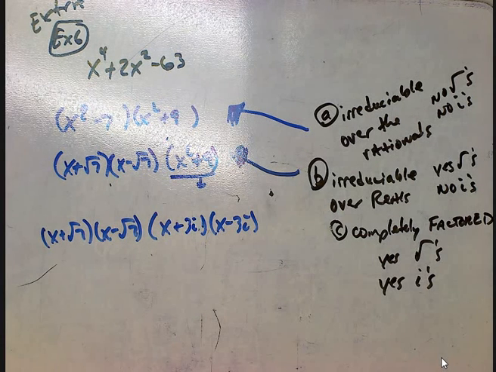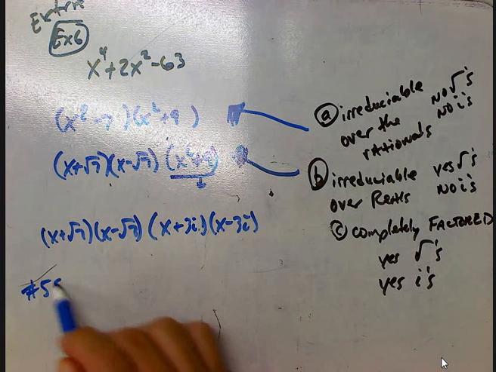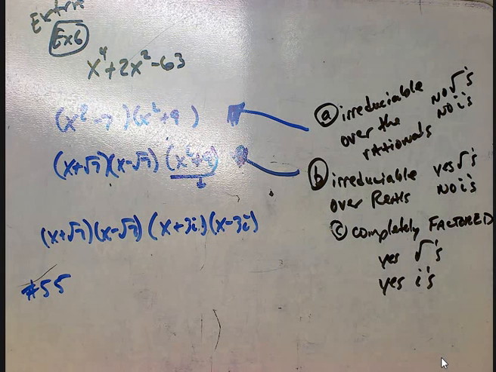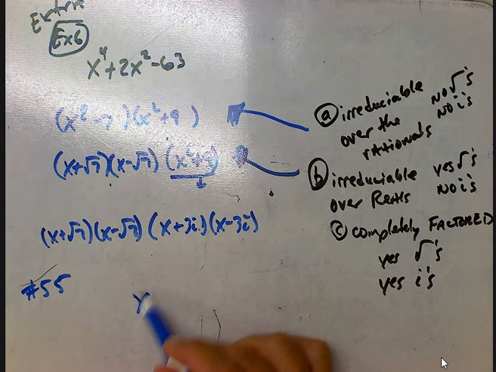Let's try number 55. It'll be on a separate video, so after you try 55 on your own, x to the fourth minus 6x squared minus 7, watch the next one, see if you can get it right.